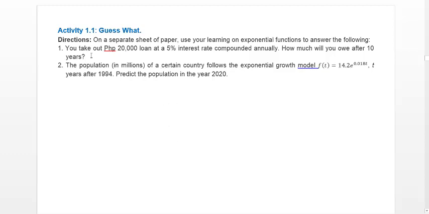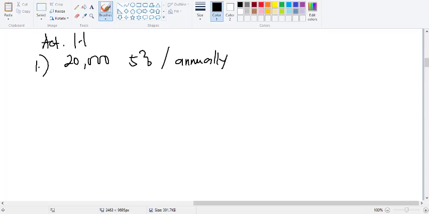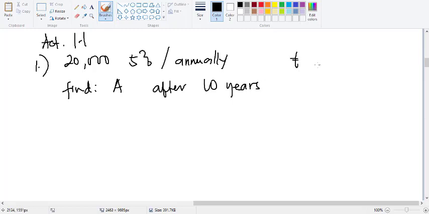Okay, so anyway, sabi dito, number 1, you take out a 20,000 loan at a 5% interest rate compounded annually. How much will you owe after 10 years? So, nag-utang ka daw ng 20,000 pesos. Tapos 5% daw ang interest annually. And then, ang tanong niya is, magkano na ang utang mo? So, A, no? We are looking for A after 10 years. So, ang T natin is in terms of years.